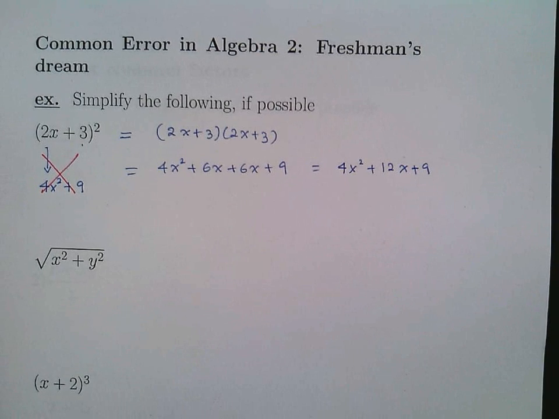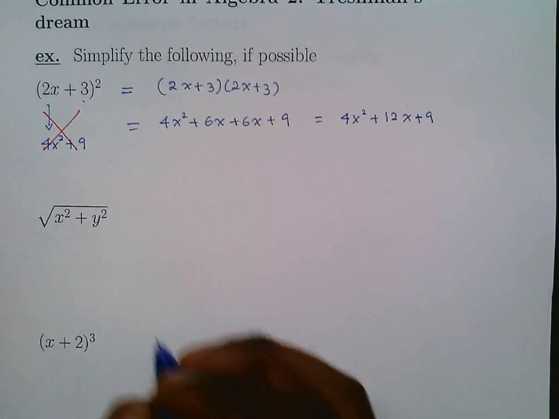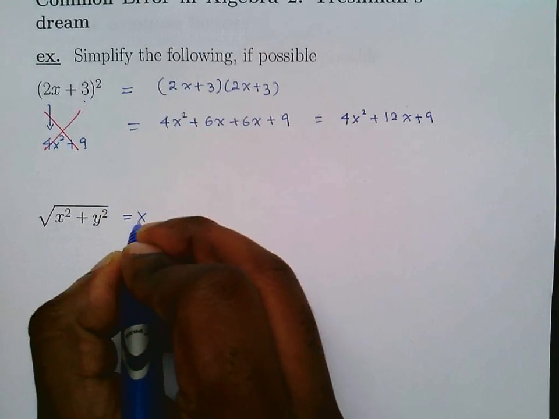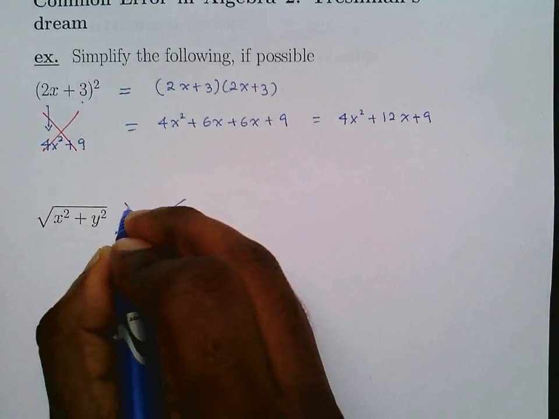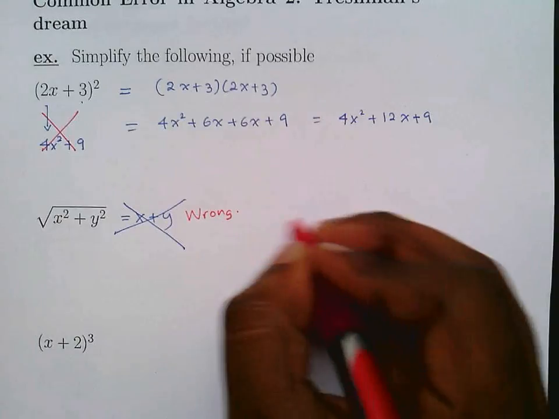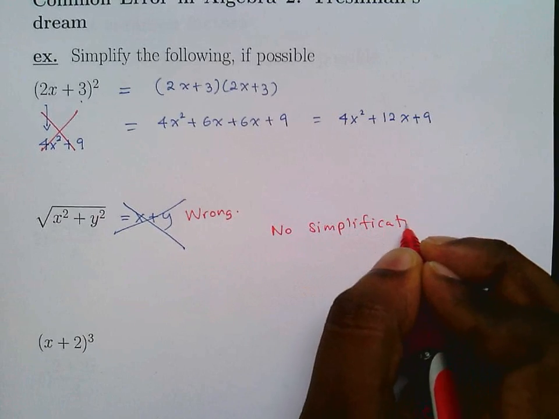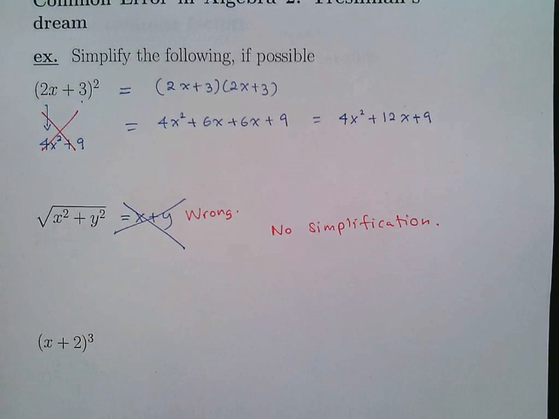So whenever you see a perfect square term, and if you keep making this error, make sure you stop there and FOIL it. And this one right here is another form of the freshman's dream, where you would just write x plus y, which is wrong. There is no simplification for this. That would be the final answer. You cannot simplify something inside a square root when there are multiple terms unless there are common factors.